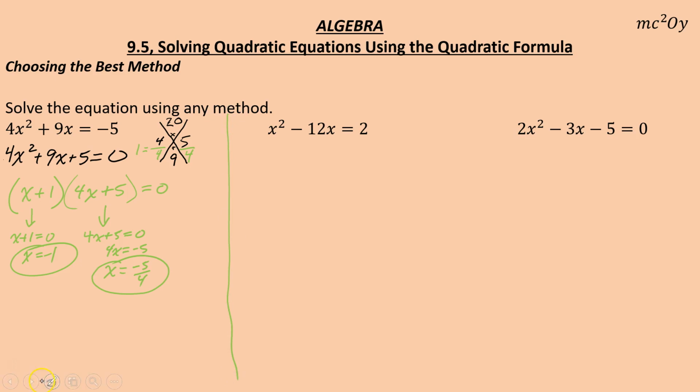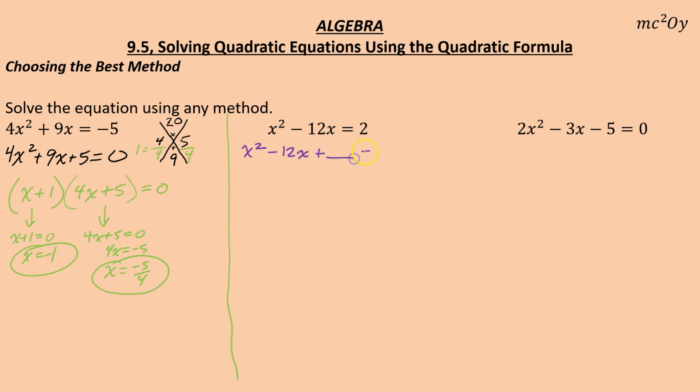Okay? So let's take a look at this next one. I look at it and I go, well, first there's a B term, so I'm not using square roots. I'm not using graphing. Okay, I'm going to try completing the square because B is even and A is 1. So I'm going to give myself a little room here.